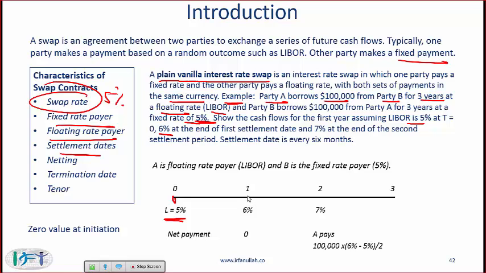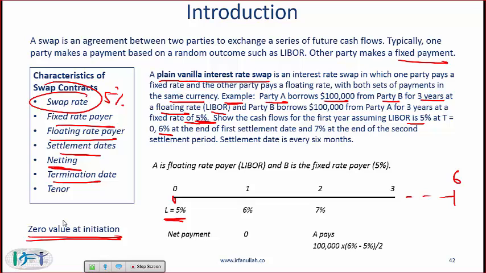With plain vanilla interest rate swaps, the settlement is a net settlement, and that's what we've just talked about. We net. Termination date in our example is period 6. Since it's a 3-year swap with a settlement date every 6 months, and each period is 6 months, we have 6 periods. Termination date will be 3 years after initiation. The tenor is the life of the swap, so at time t equal to 0, the tenor is 3 years. The value of a swap at initiation is 0.